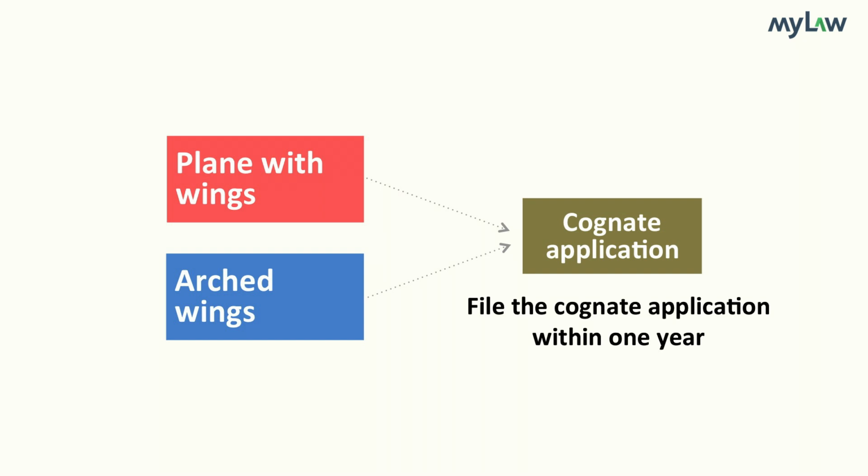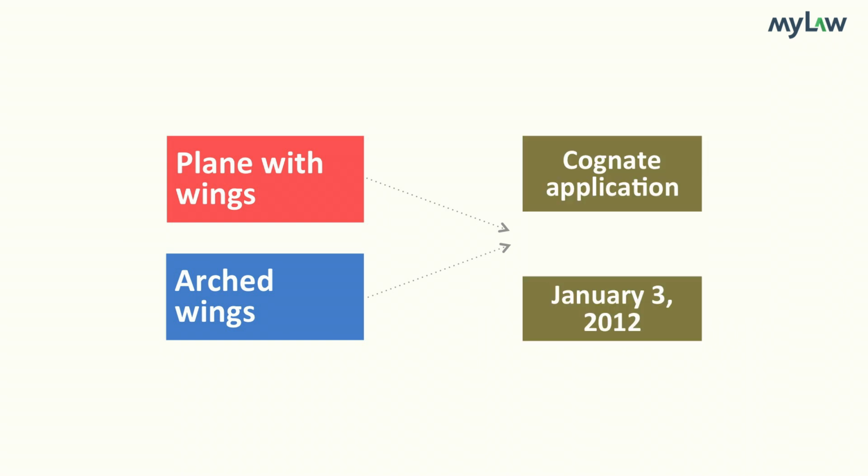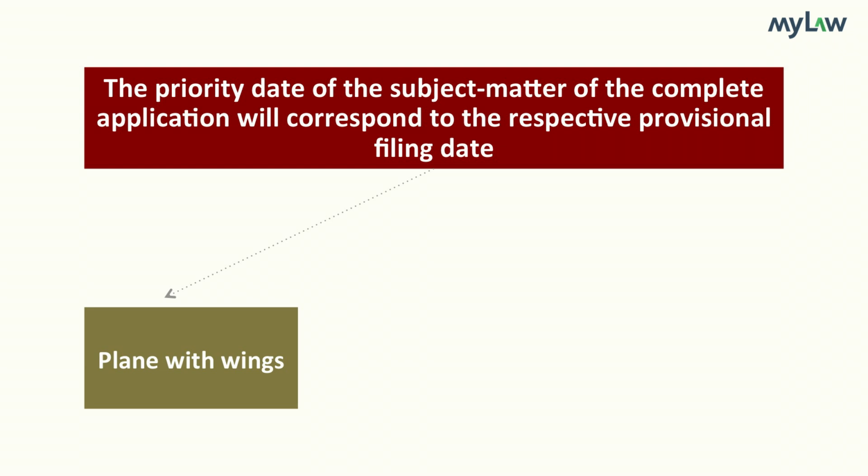The thing to keep in mind is that while filing a cognate application, the application has to be filed within 1 year of the earliest priority date. In this case, the complete application has to be filed by January 3, 2012. But the priority date of the subject matter of the cognate application will correspond to the respective provisional filing date.